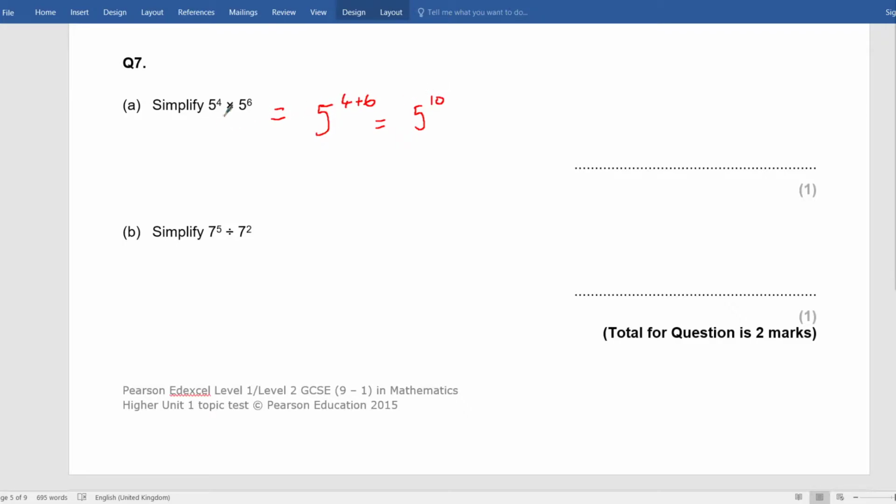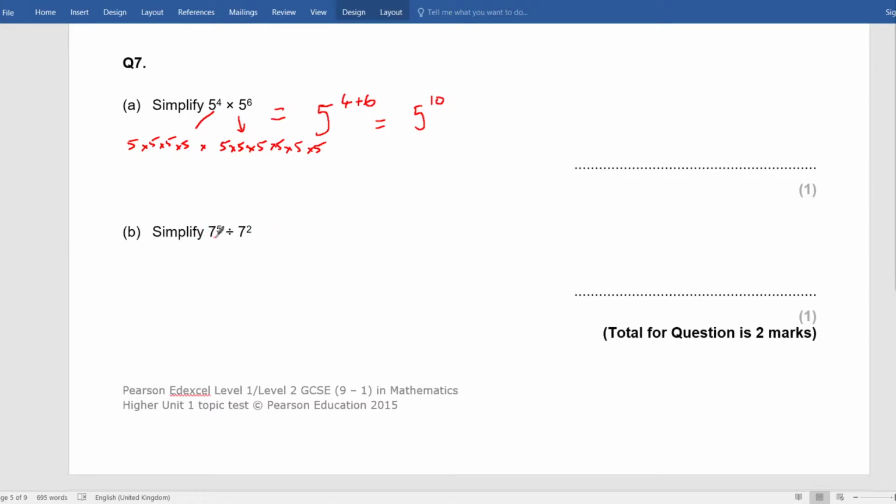Reason for this addition, obviously 5 to the power 4 is the same as 5 times 5 times 5 times 5, and then you times in 5 to the power 6, which means you've got 5 times 5 times 5 times 5 times 5, and 1 more, 6. Altogether you've got 1, 2, 3, 4, 5, 6, 7, 8, 9, 10. So that's 5 to the power 10.